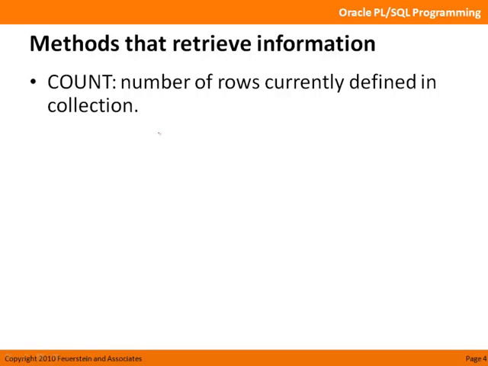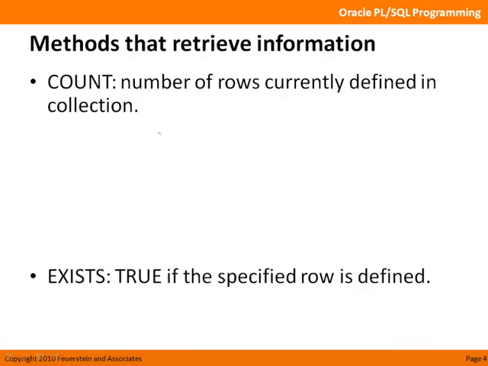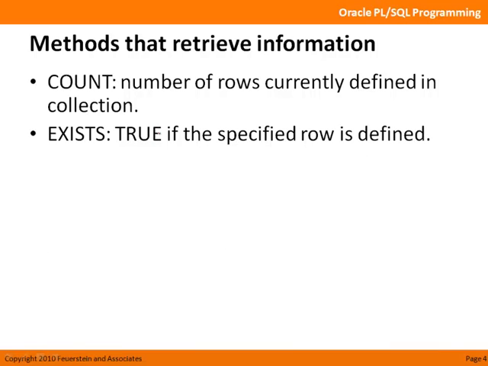So there are two sets of methods, those that retrieve information, those that change the contents of a collection. The COUNT method returns the number of rows currently defined in a collection, just like SELECT COUNT(*) from a table. EXISTS returns TRUE if the specified row or element is defined at the index value specified.